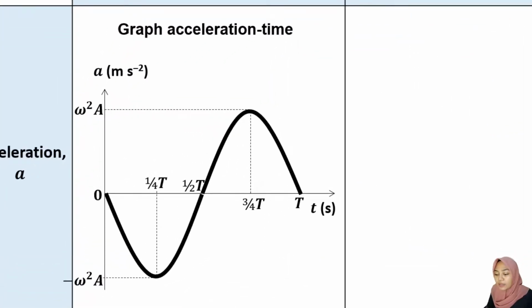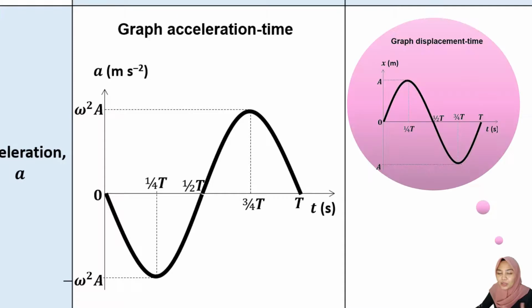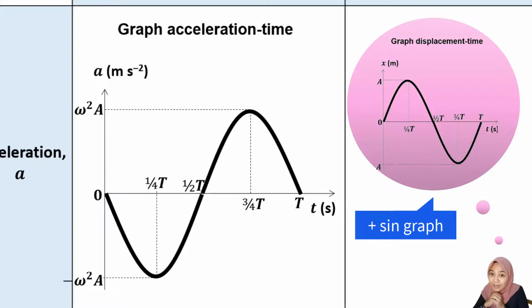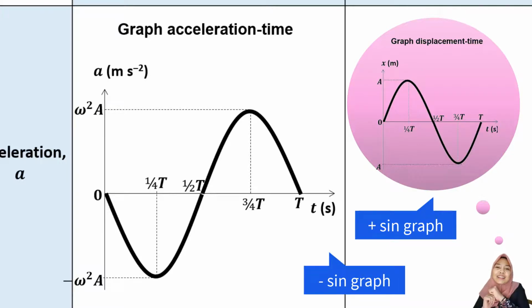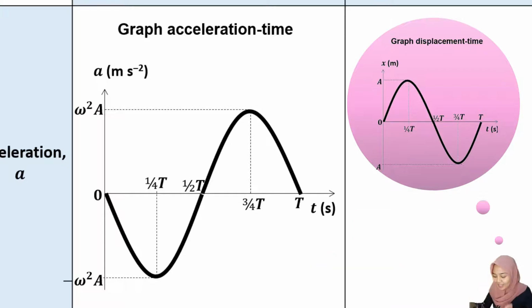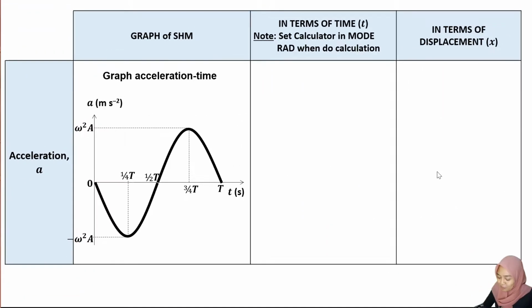Next, we have the acceleration-time graph. Notice that the displacement graph is a sine graph, a positive sine graph. But acceleration is also a sine graph, this time a negative sine graph, because they are always opposing the direction of each other, but they are directly proportional.